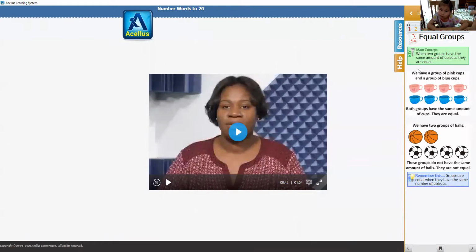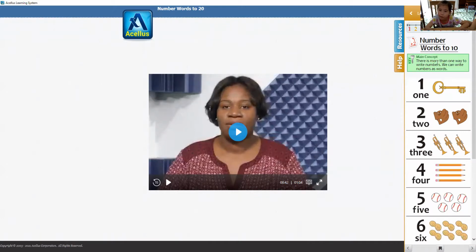Equal groups. Main concept. When two groups have the same amount of the objects, they are equal. We have a group of pink cups and a group of blue cups. Both groups have the same amount of cups. They are equal. We have two groups of balls. This group do not have the same amount of balls. They are not equal. Groups are equal when they have the same number of objects.